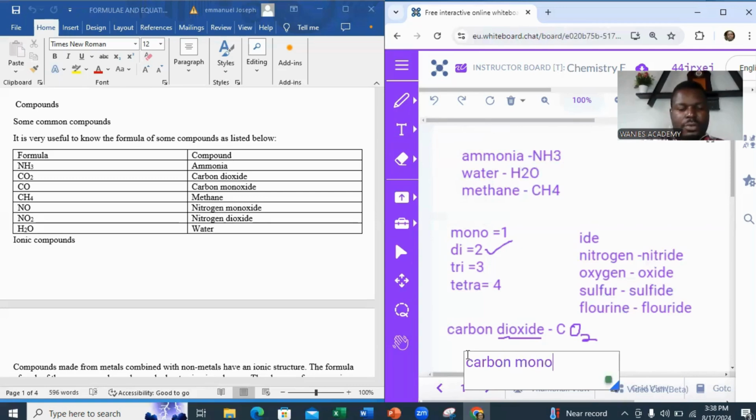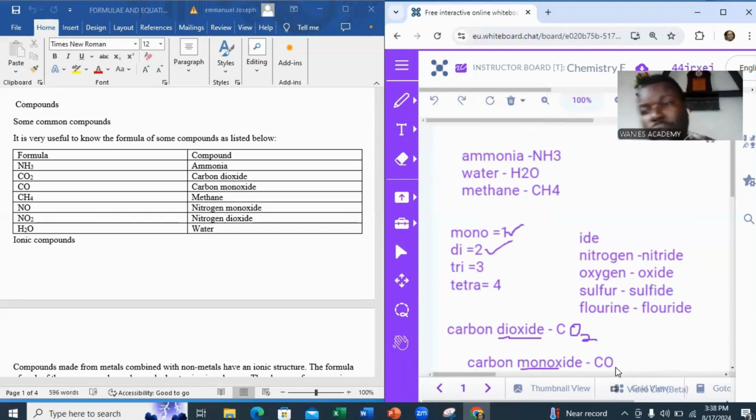The same principle applies to carbon monoxide. Here in this case, we have carbon and then we have oxygen. The mono here, as you can see, indicates one, so there's no need adding any number there to indicate it is two. So mono means just carbon bonded to one oxide ion. And that is what gives us the formula CO for carbon monoxide, and then CO2 for carbon dioxide.